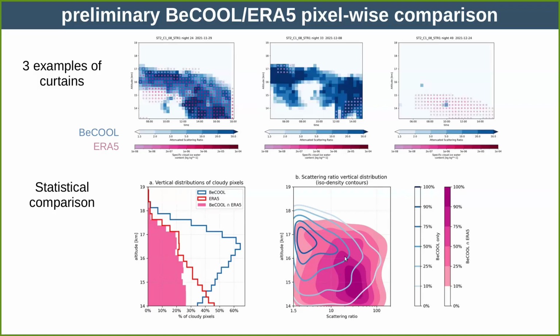And we see that ERA5 performs quite well, capturing the lowest and more opaque clouds, so those which have a stronger backscatter. And ERA5 is missing the thinnest and highest TTL cirrus clouds.